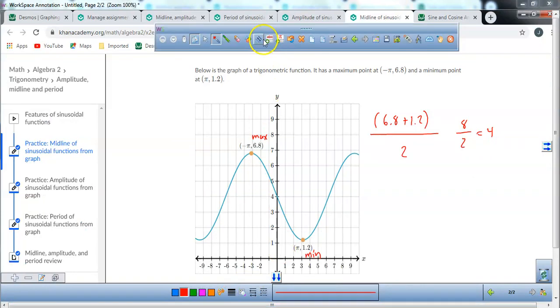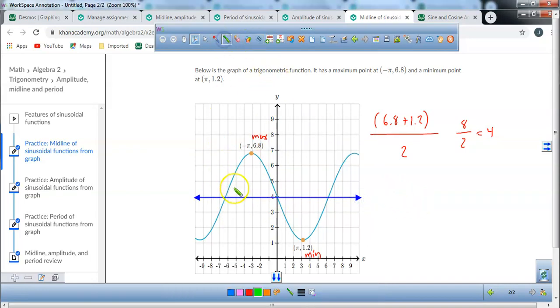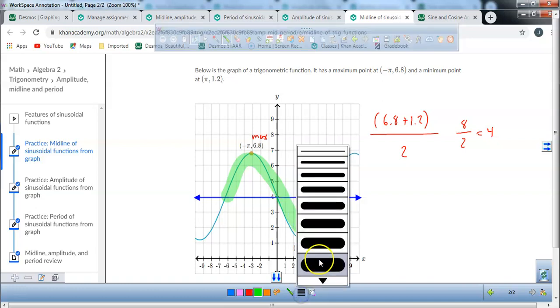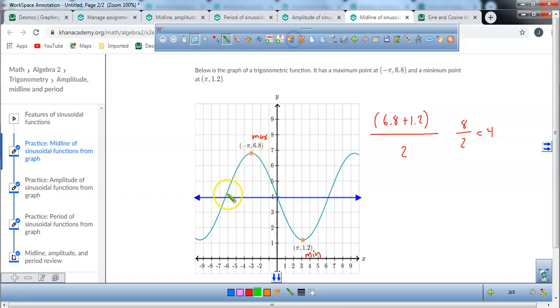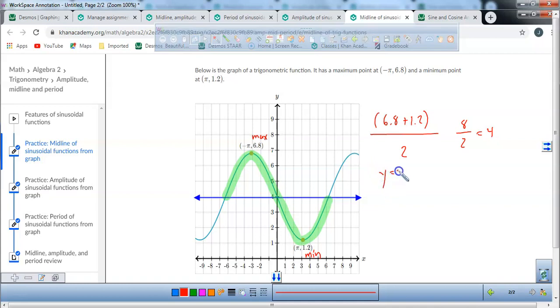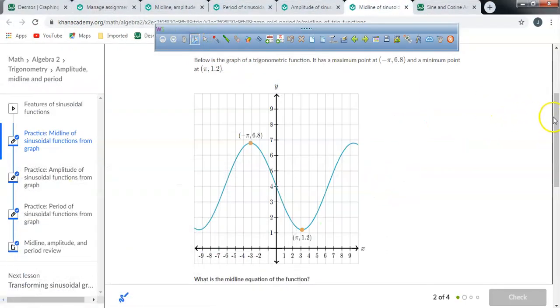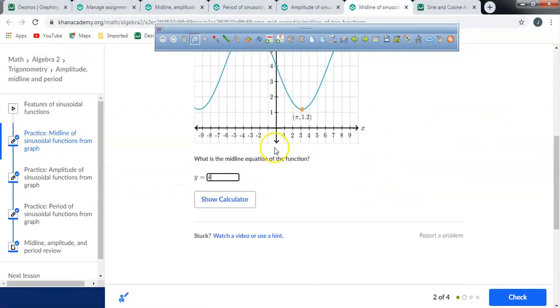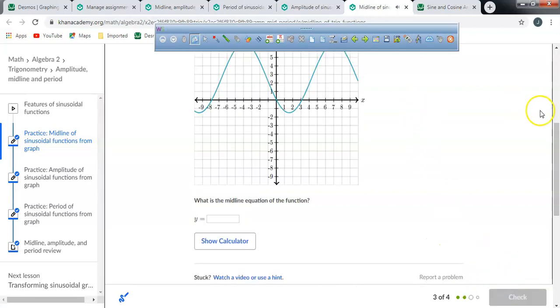So what does that mean? That means our midline is right here at a 4. That makes sense. You can see how it splits that graph. I know that's a little too much highlighting, that's probably better. All right, so y equals 4. I feel pretty good about this. Y equals 4. I feel a lot better about it than my handwriting. All right, let's type in a 4. Nailed it.